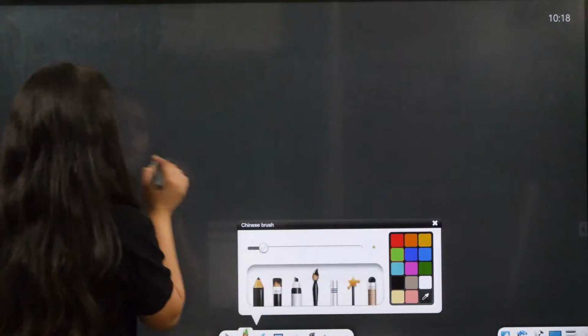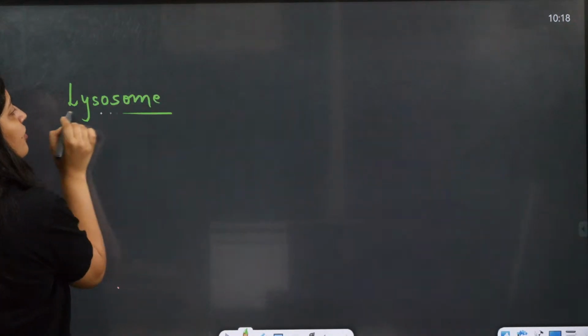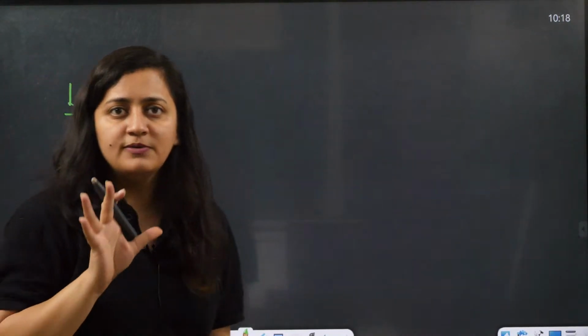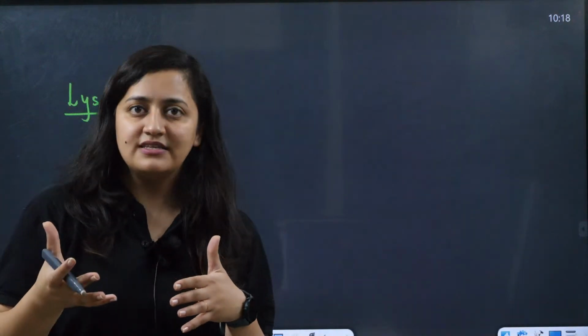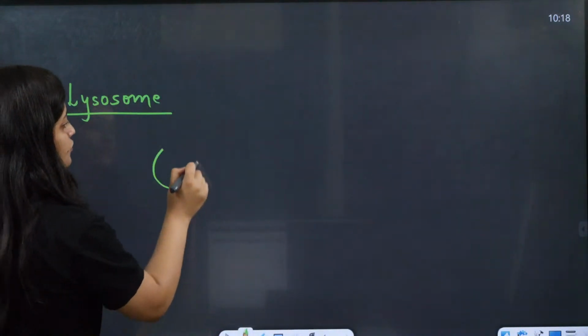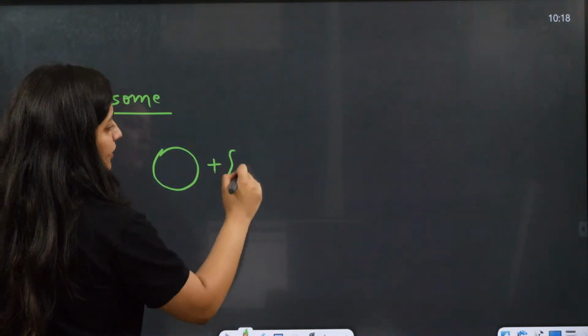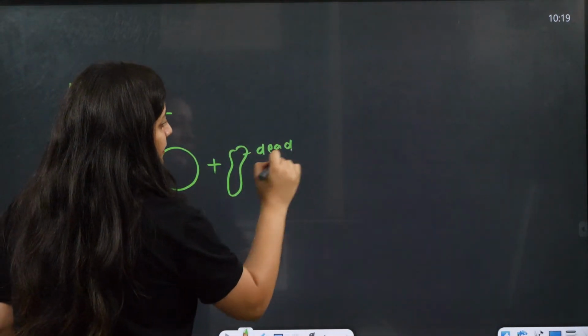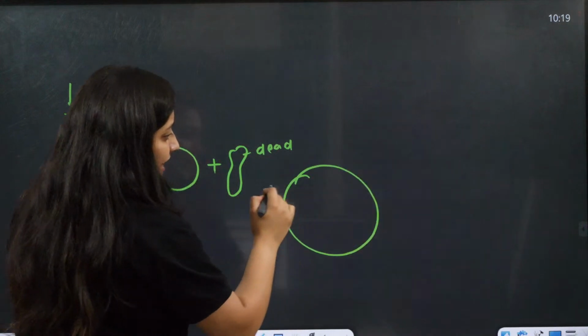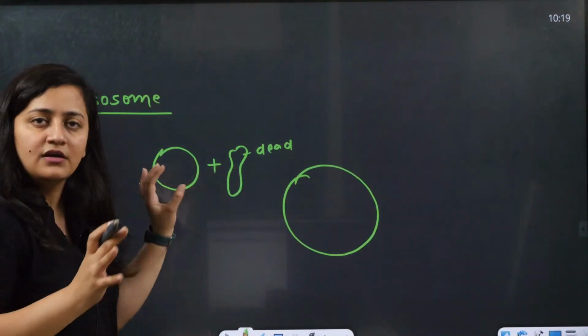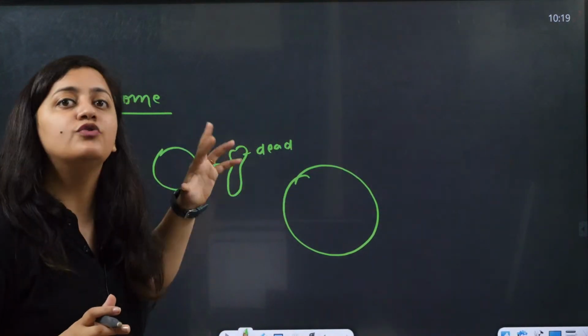Clear? So now, as I said, lysosome is the only organelle which is going to show what? Polymorphism. Can you explain how? First of all, let me tell you, whenever there is any dead organelle present in the cell, what is going to happen? This lysosome will fuse with that dead organelle, right? And what will it do? It will eat it. The enzymes which are present there are going to destroy it.